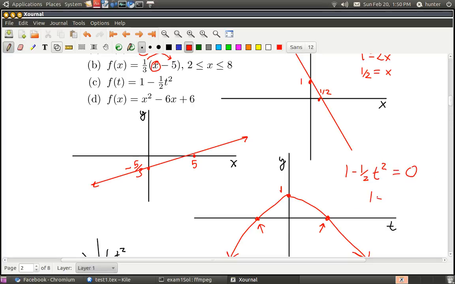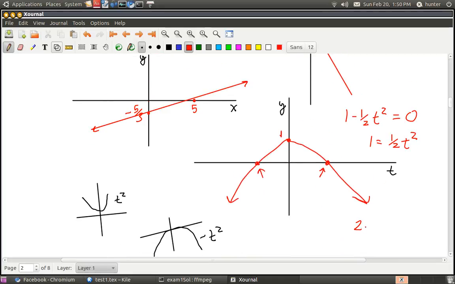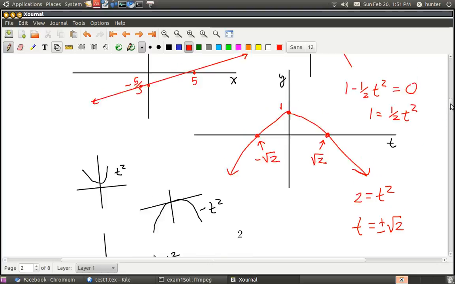Okay, so 1 equals 1/2 t squared, and so multiply both sides by 2, and you get 2 is equal to t squared. And so what does this mean? This means that t is just equal to plus or minus the square root of 2. So this must be the positive square root of 2, and this one must be the negative square root of 2. Okay, so we're done with C.